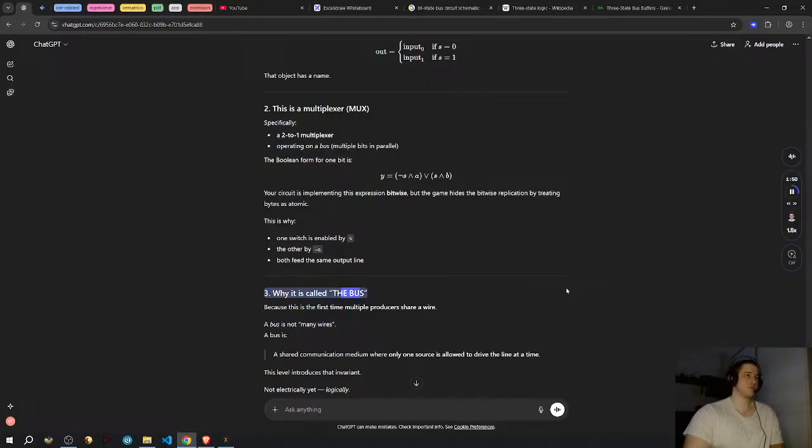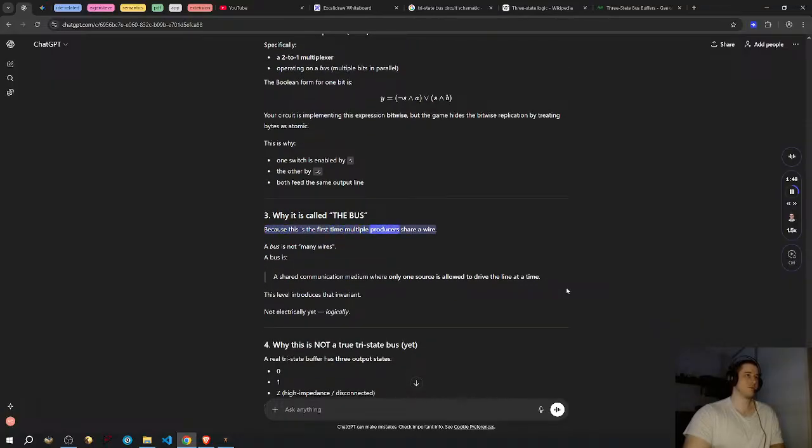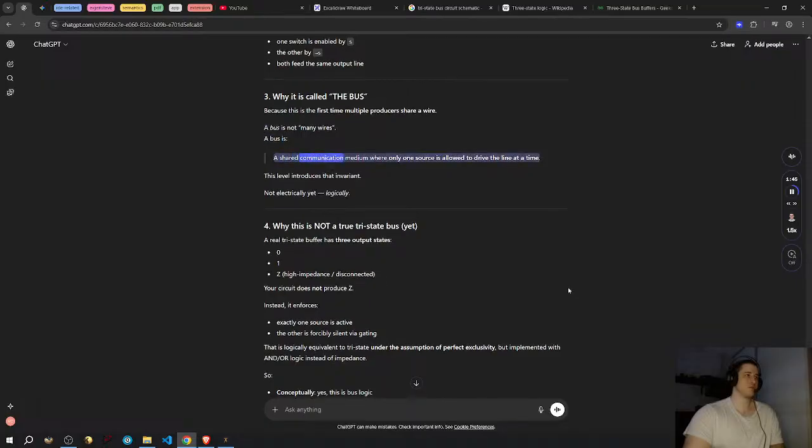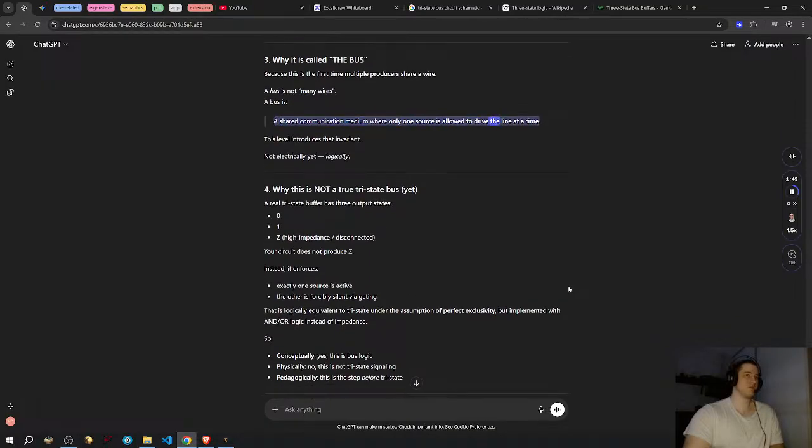3. Why it is called the bus. Because this is the first time multiple producers share a wire. A bus is not many wires. A bus is a shared communication medium where only one source is allowed to drive a line at a time. This level introduces that invariant. Not electrically yet, logically.